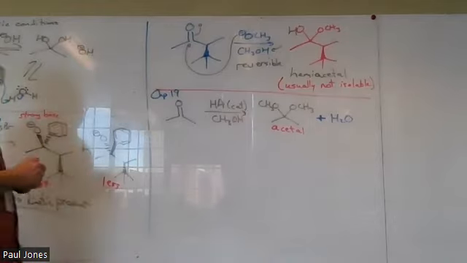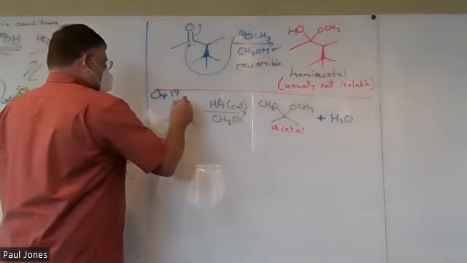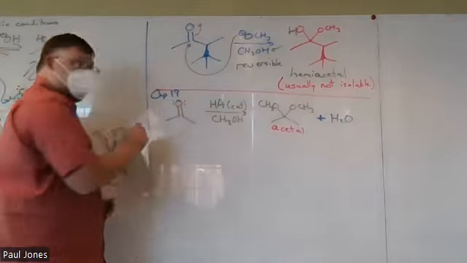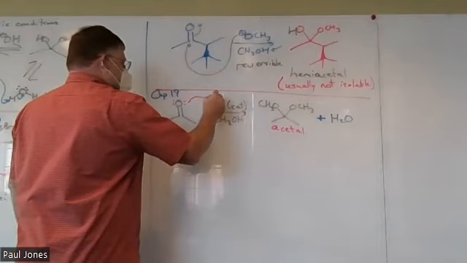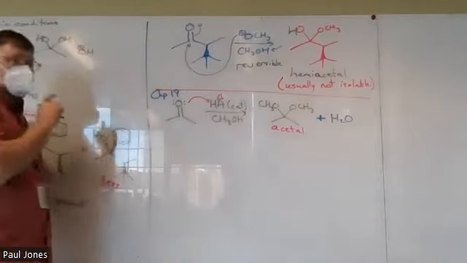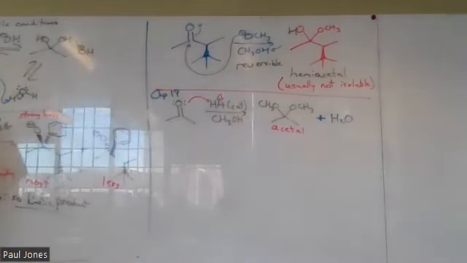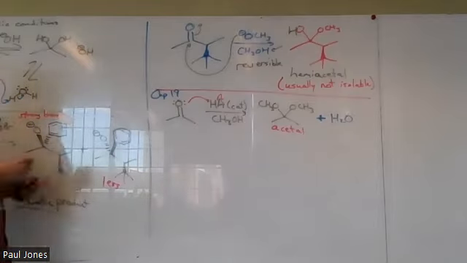So let's go through this slowly. This will pretty much be the rest of the class. All right, so first step, under acidic conditions. HA could be sulfuric acid. It could be paratoluene sulfonic acid. It could be HCl. It could be just about anything.